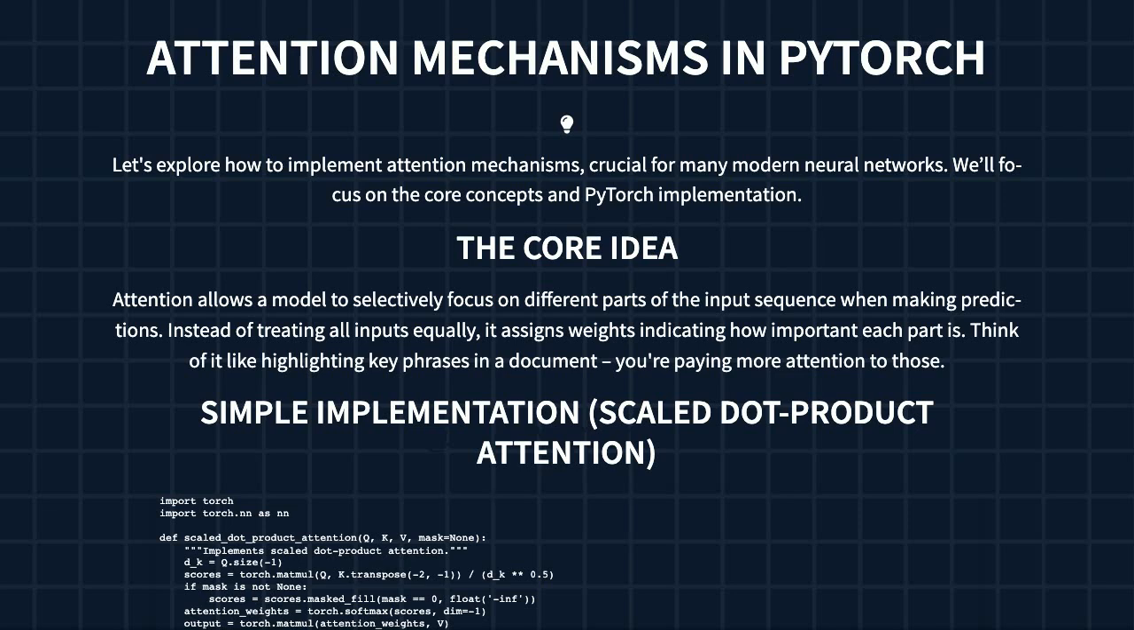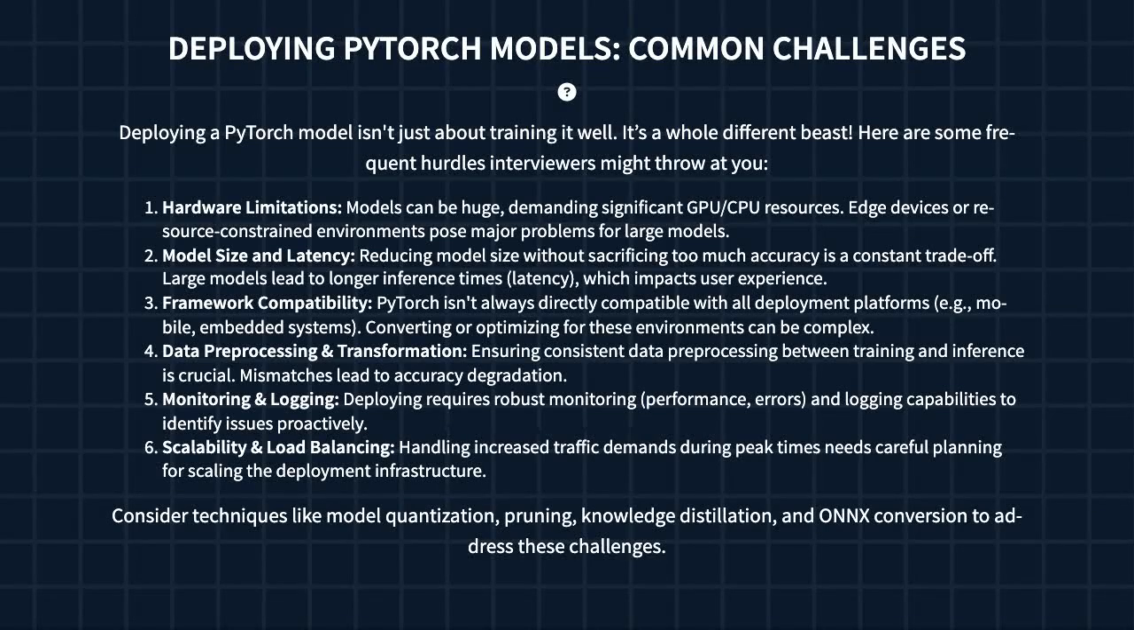Let's break down the code. It takes a query matrix Q, key matrix K, and value matrix V. It calculates a dot product between Q and the transpose of K, scales this by the square root of the dimension of the keys, and finally uses softmax to generate attention weights and then applies these weights to the values to produce an output.